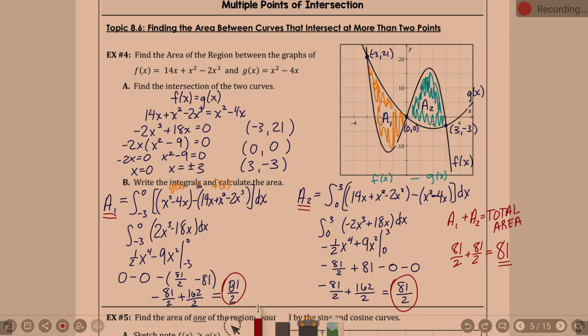Okay. Now, good news. Do all area problems have two pieces like this? No.